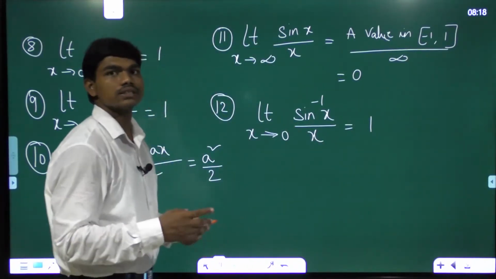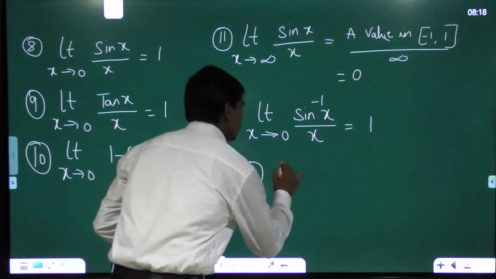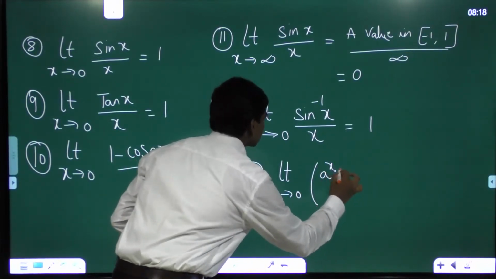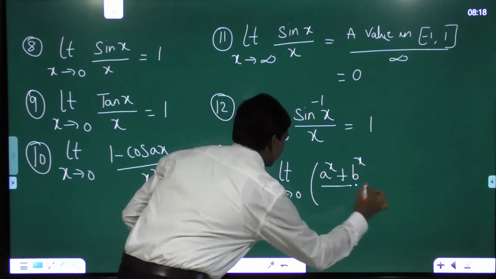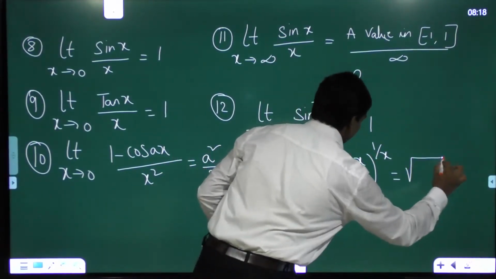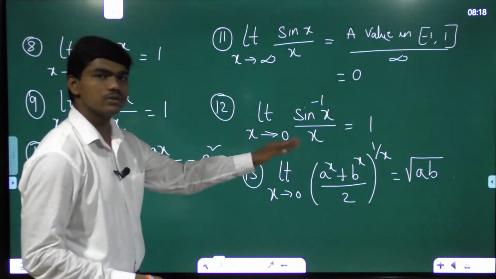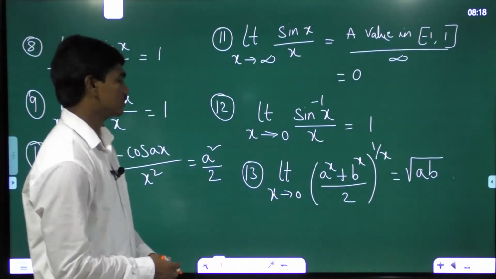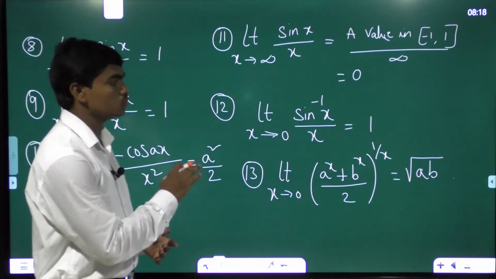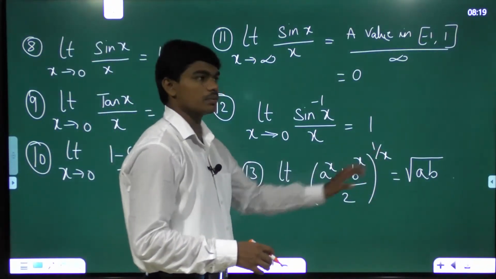So like this, we see some standard limits, and one important limit that I could discuss at this moment for you: limit x tends to 0, (a power x plus b power x divided by 2) whole power 1 by x. The answer for this is square root of a into b. This is one very good result that you obtain in calculus. This 13th limit is square root of ab. Basically, if you substitute 0, you'll be getting 1 to the power infinity form.